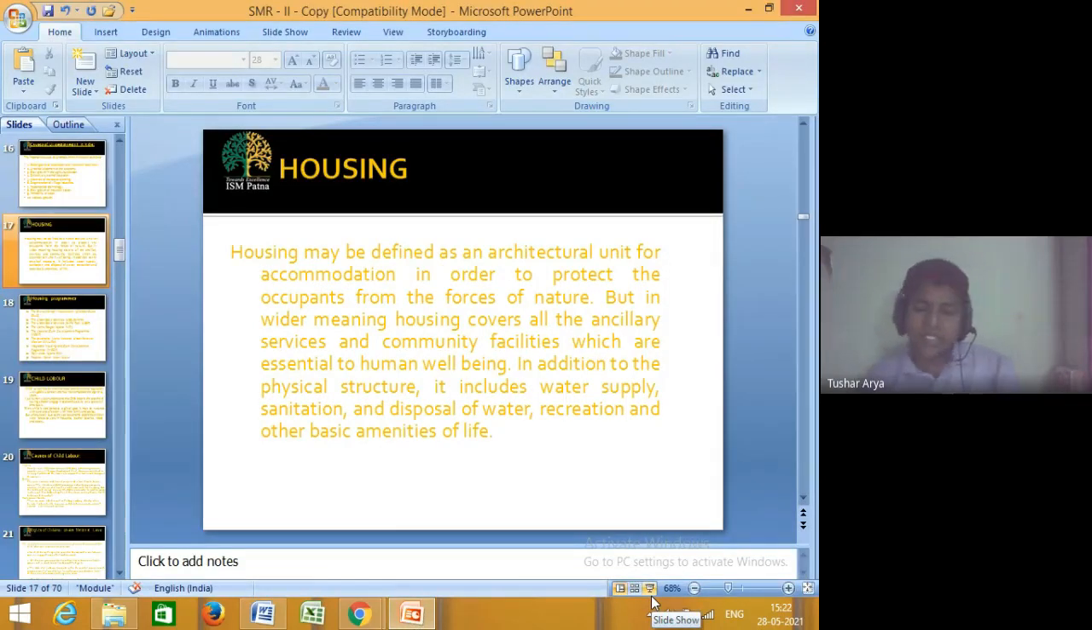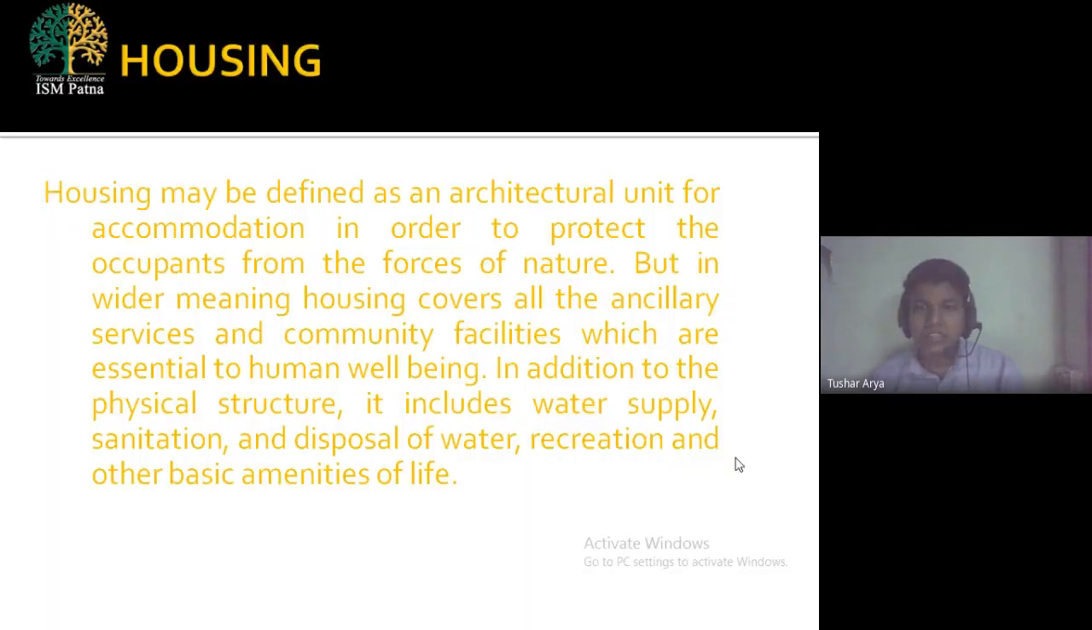Today, the topic which we are going to deal with in the subject social and marketing research is housing. It's again a socio-economic problem of Indian society. How has housing become a social problem, an economic problem for Indian society? Today, we are going to see this topic, housing.